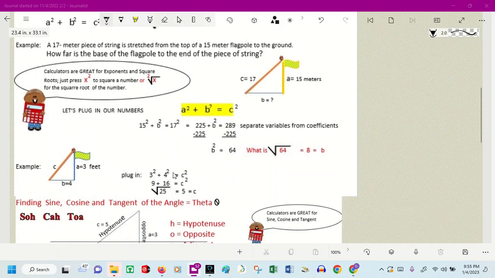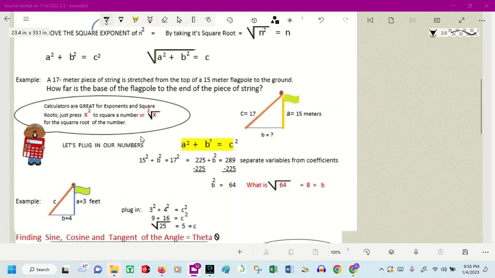So let's look at this word problem. If a 17-meter piece of string was stretched from the top of a 15-meter pole down to the ground, if you stretch the string down from the top of a 15-meter pole to the ground, it's 17 meters. How far would the distance be from the bottom of the flagpole to the bottom of the string?